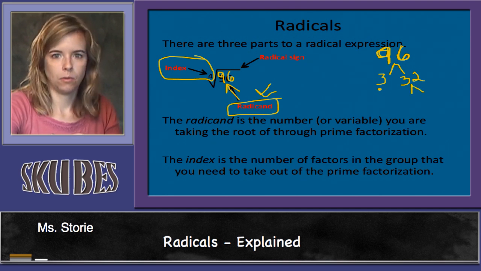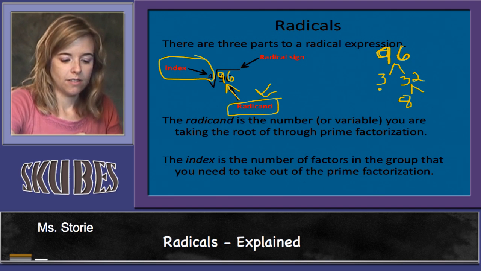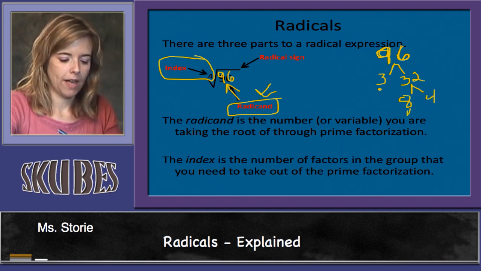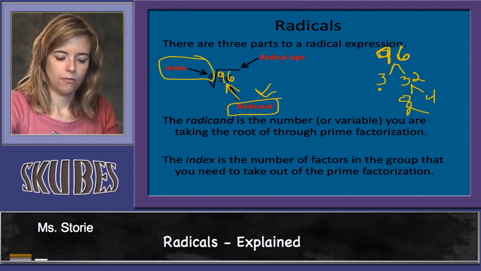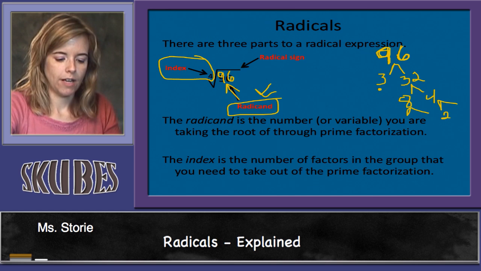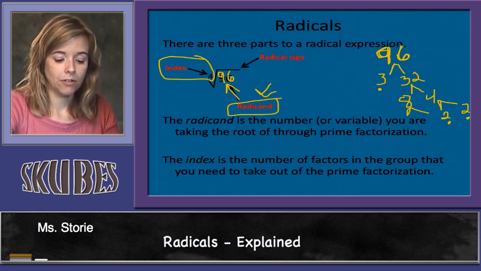However, 32 can still be broken down. So 32, and you can pick whatever numbers you want. I'm going to say 8 times 4. 8 is still not a prime number, so I have to break 8 down some more. 4 is not a prime number, so I have to break 4 down some more. 4 gets broken down into 2 times 2. 2 is a prime number. And I'm putting dots under them so I can keep track of where my prime numbers are.